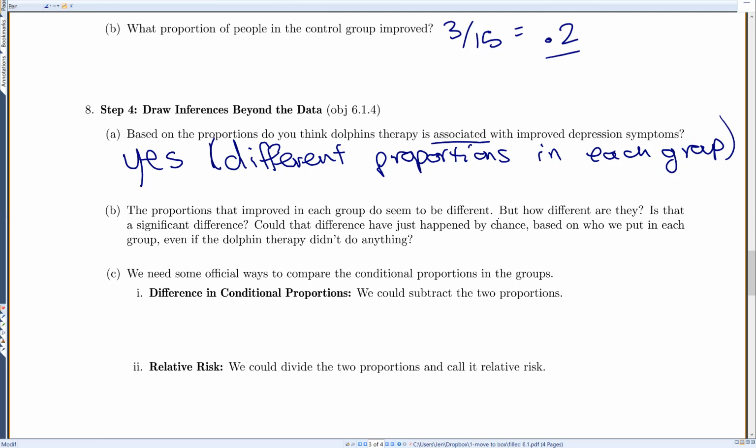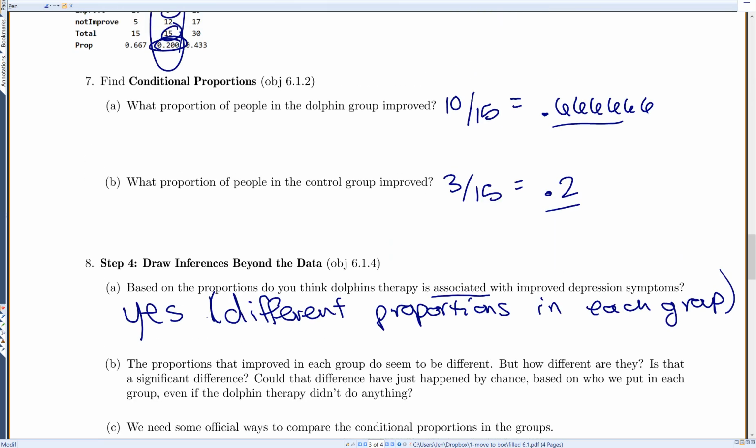So the first one we could use is the difference in conditional proportions. So we can subtract the two proportions. So we're going to use some notation, and I didn't write it with official notation up here, so let's do that here. So this would be p hat for the dolphins, and you can write out the whole word dolphins, or you could just write a D. Okay, and this would be p hat for the control group. So this is my sample proportion for the dolphins. This is my sample proportion for the control group.